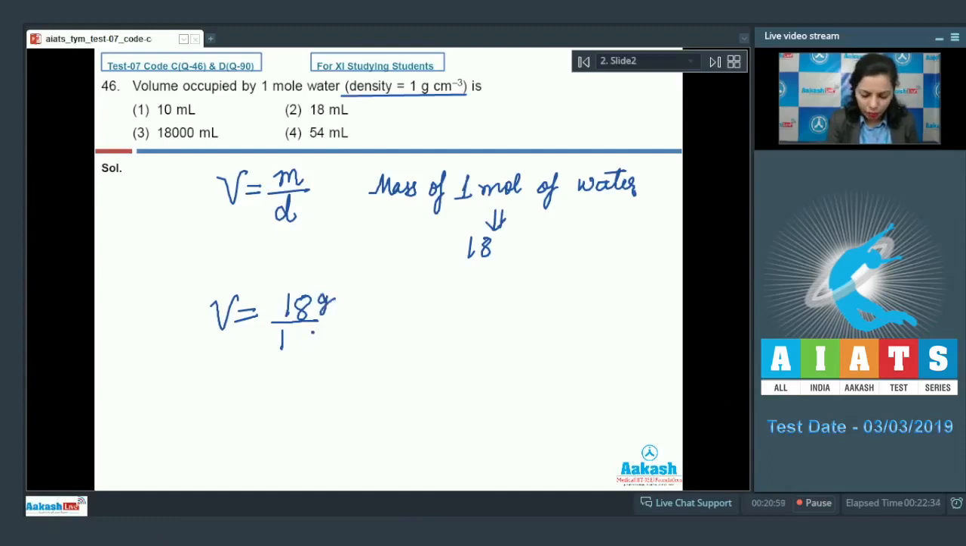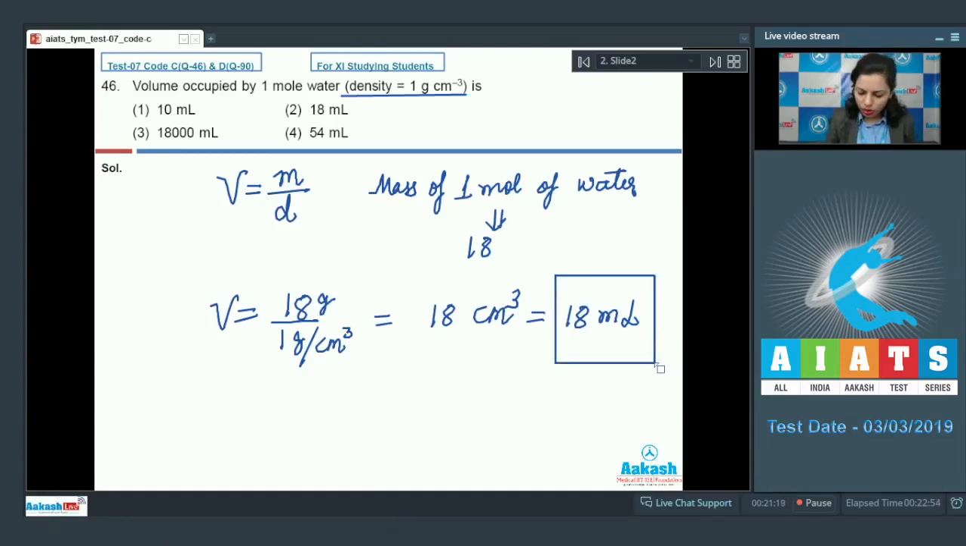It means it was 18 gram. It is 1 gram per centimeter cube. And that would be equal to 18 centimeter cube. And we know that 18 centimeter cube is equal to 18 ml, because 1 centimeter cube is 1 ml, that's why. So what would be the volume of this? It is 18 ml. Where it's given? It's given here in option 2. So easily you can choose option 2 as the correct answer for this question.